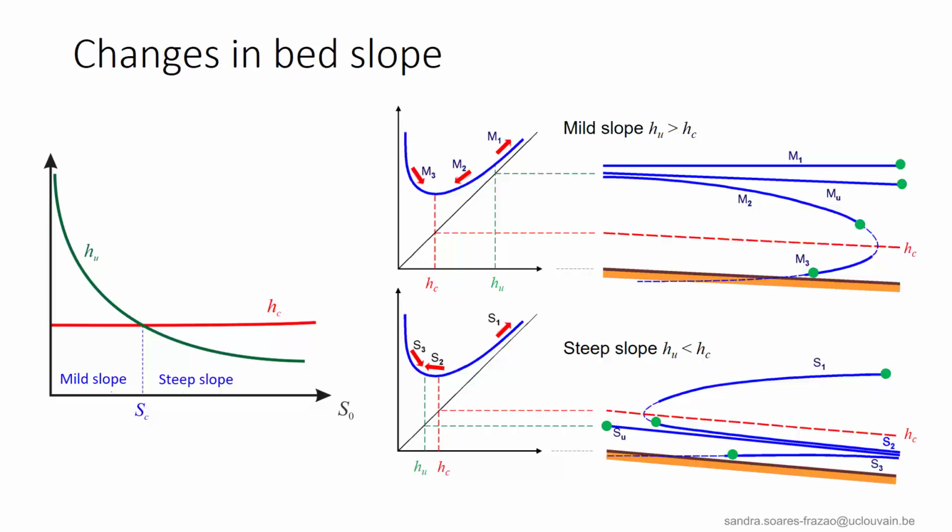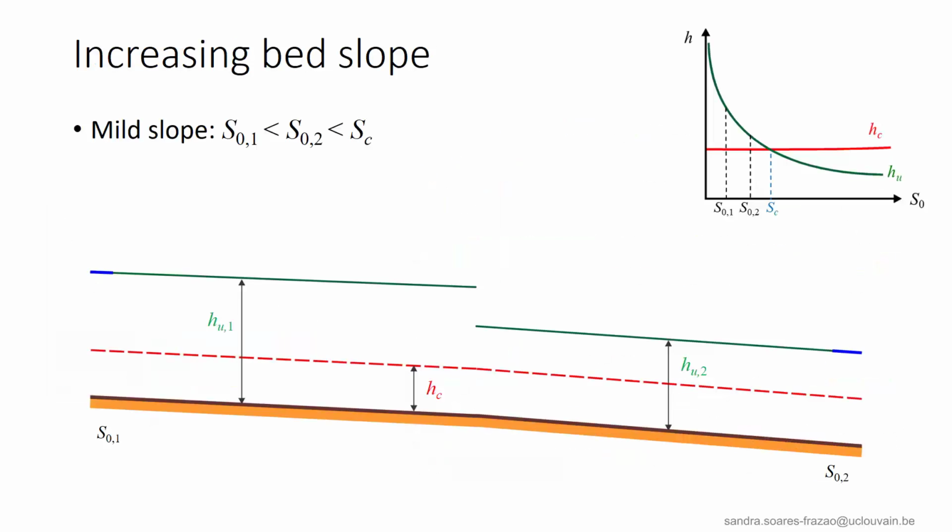Remember that the critical depth is almost independent of the bed slope, while the normal depth decreases for an increasing bed slope. So, depending on the values of the upstream and downstream bed slopes compared to the critical slope SC, we will investigate the possible combinations of flow profiles. Let's start with an increasing bed slope.